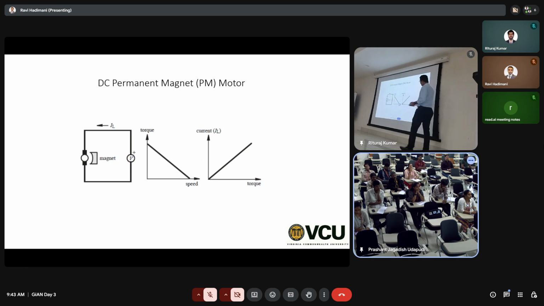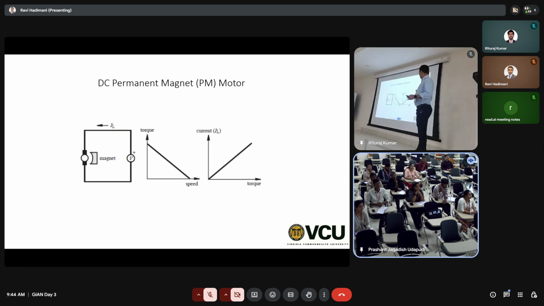If you take a DC permanent magnet motor, look at the linearity of current versus torque. It's such a straight line passing through the origin. That means it's easy to control and easy to predict the torque. If you want a certain torque, give an equivalent current and you get a certain amount of torque. It's very predictable.